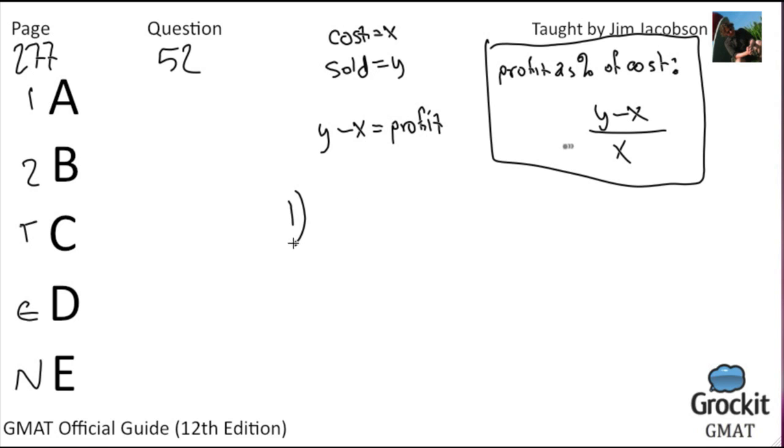So statement number 1. Y minus X equals 20. So this gives us the numerator of our fraction, the profit as percent of cost. It gives us this part right here. But it doesn't give us the denominator. So this is not going to be sufficient for our purposes. We need both the numerator and the denominator of that fraction in order to figure things out. So it's not A and it's not D.